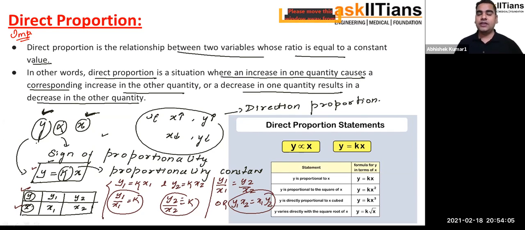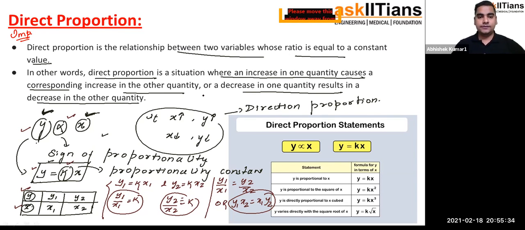I hope you understood the meaning of direct proportion. Direct proportion means if one value is increasing, the other must increase. If one is decreasing, the other must decrease. This is how we denote that two values are directly proportional. This is the symbol of proportionality, and k denotes the constant of proportionality. The formula we'll be using to solve different types of problems is x1 upon y1 is equal to x2 upon y2, or y1 upon x1 is equal to y2 upon x2. We have derived this considering x and y are directly proportional to each other. Kindly go through it once again, note it, and ask me if you have any doubt before we discuss the application of this.